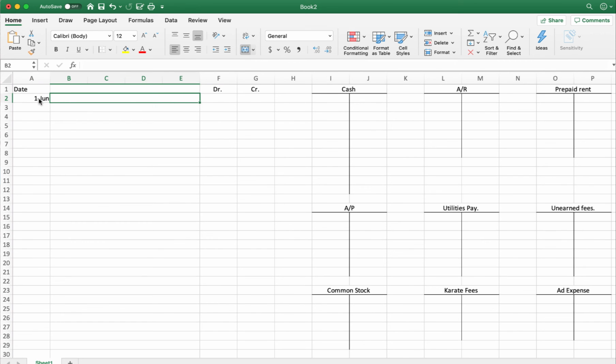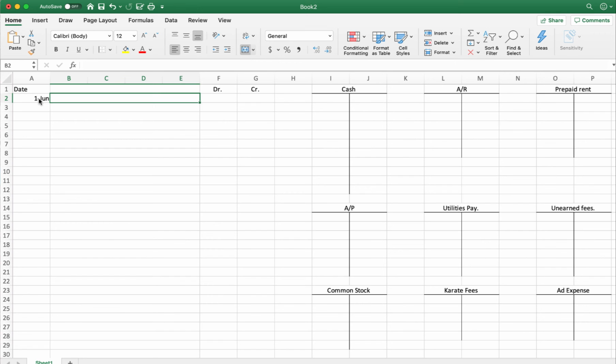Po Hong contributed 10 grand of his personal funds in exchange for common stock to begin the business. So what happened here was Po Hong invested in his business. He put cash in his business and he got common stock for it. So, what two accounts are we hitting? Cash and common stock, right? We just read the problem and it tells us the accounts that we're going to hit.